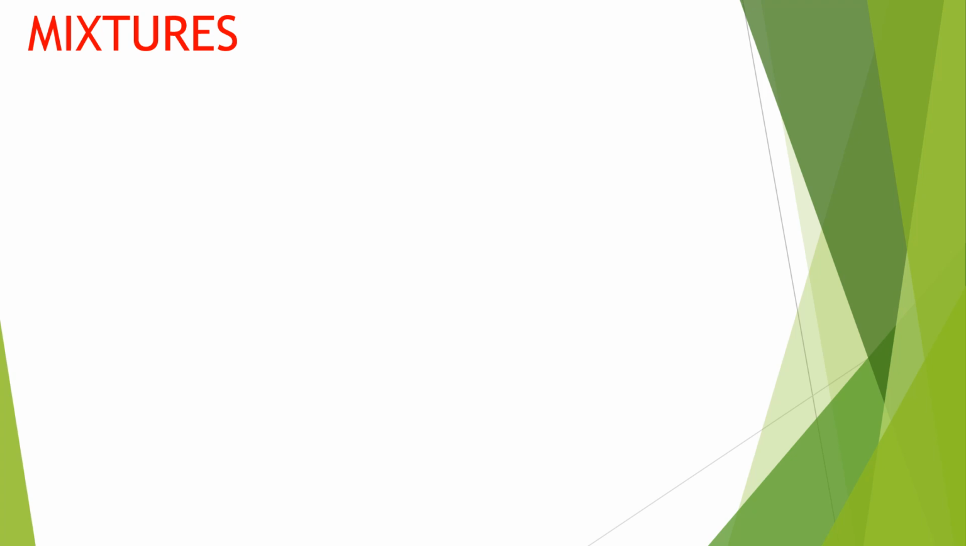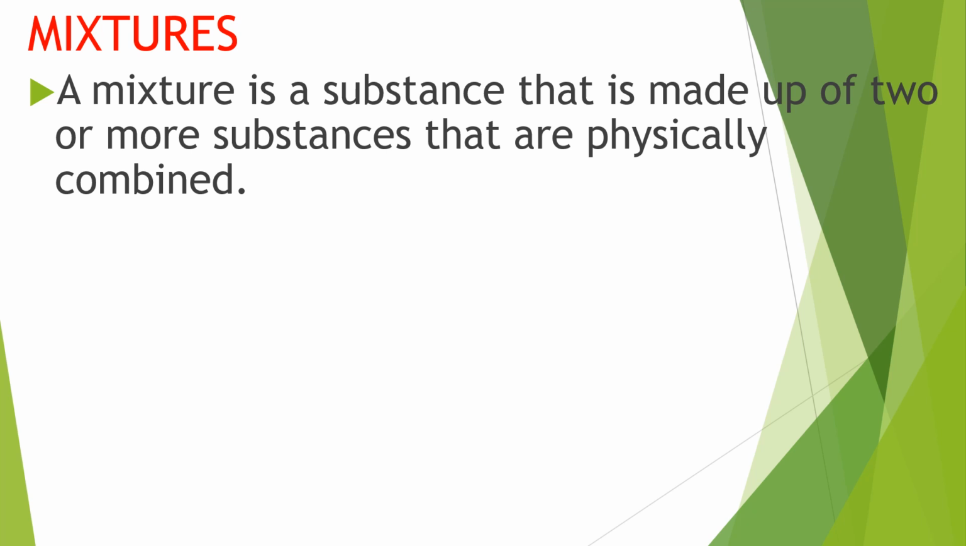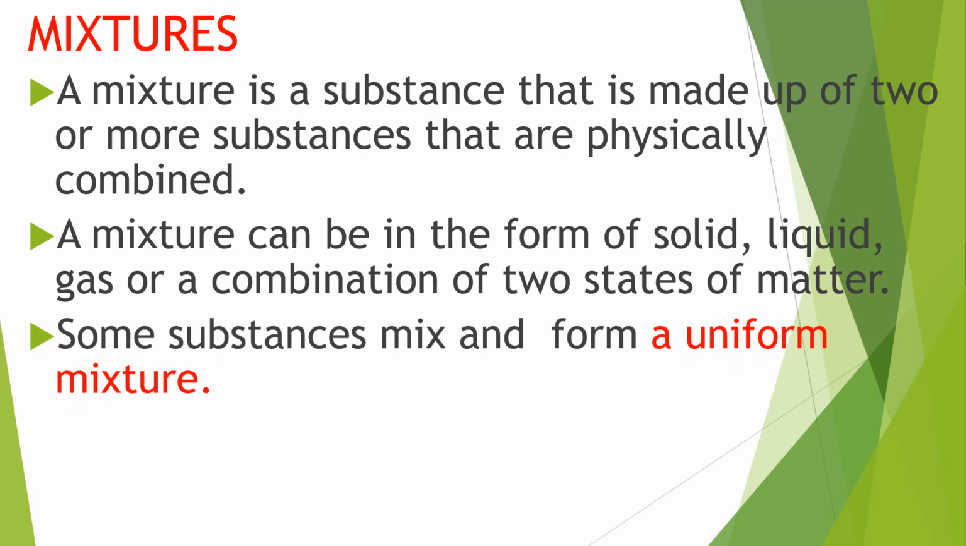Therefore, we begin by defining a mixture. What is a mixture? A mixture is a substance that is made up of two or more substances that are physically combined. Then a mixture can be in form of a liquid, it can be in form of a solid, it can be in form of a gas, or a combination of two states.